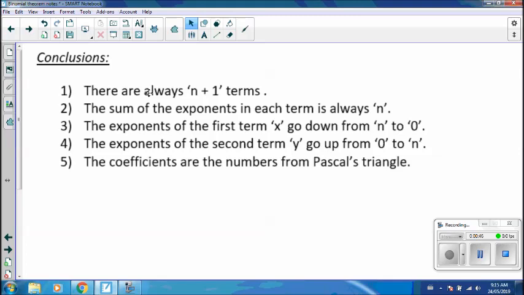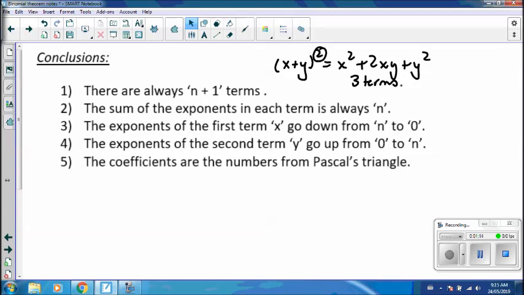Okay, so the first one, there are always n plus 1 terms. So that's saying that in our expansion, where n is the power, like x plus y to the power 2 is x squared plus 2xy plus y squared, which we saw. This is n, and there are 3 terms. Okay, and we saw the same with, if it's cubed, there are 4 terms, and so on. So that's an important thing to note.